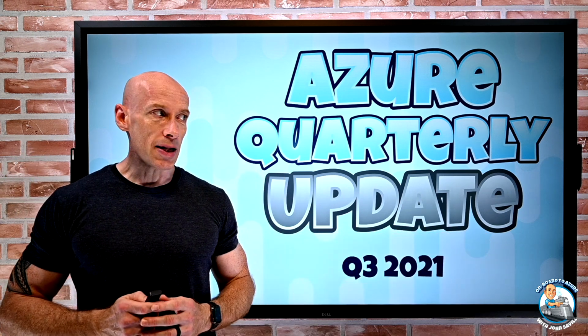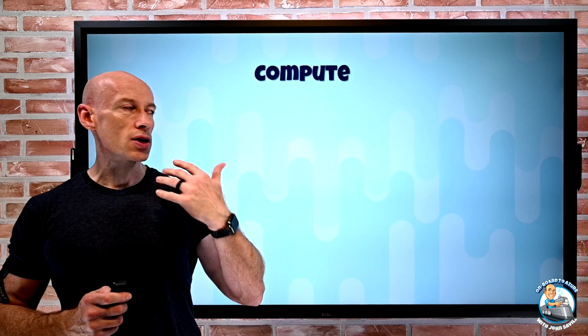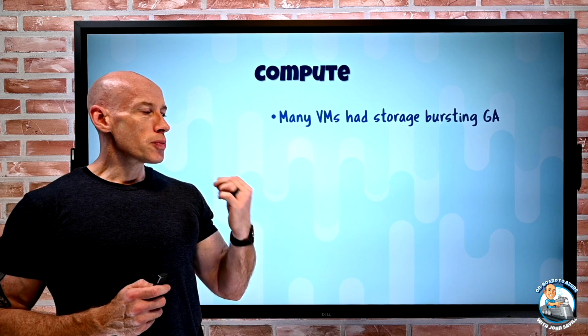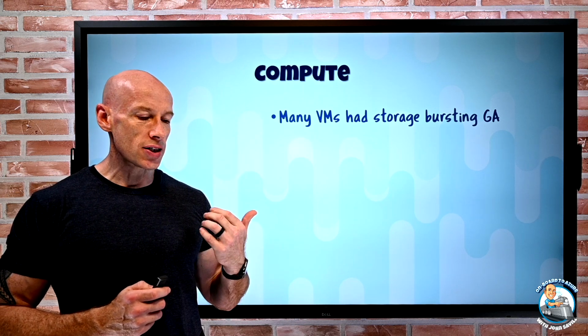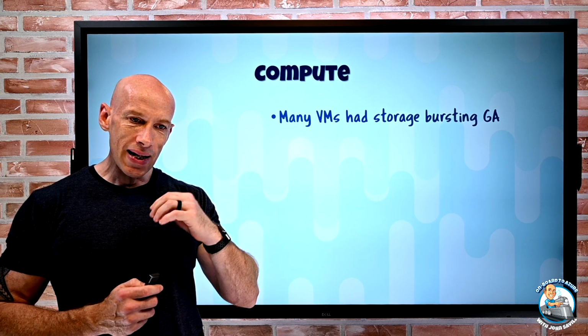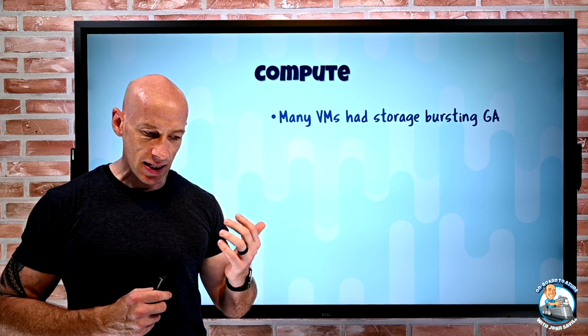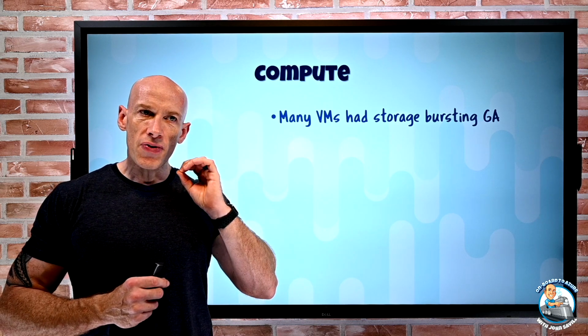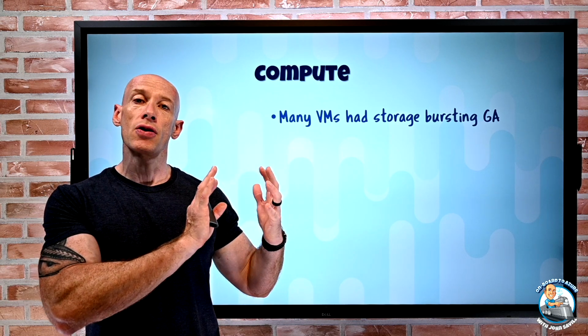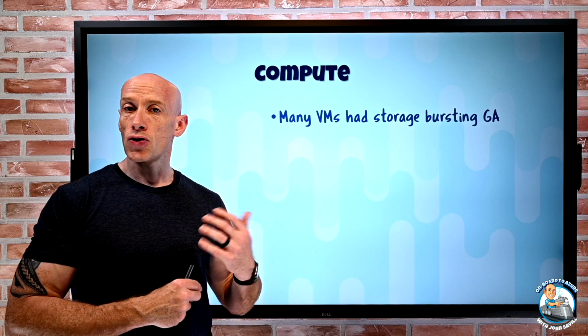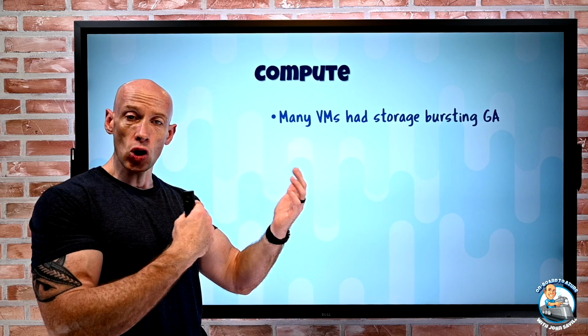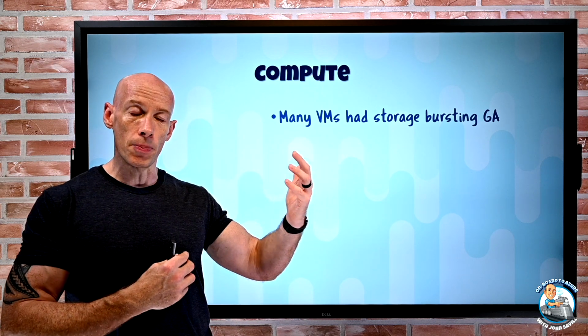So let's dive in. On the compute side, many virtual machines had storage bursting GA. This used to be limited to just the L series, some of the E and the D series. And you can really think about virtual machines as having certain characteristics and limits. So for storage, it has a certain amount of IOPS, operations it can perform, and throughput.